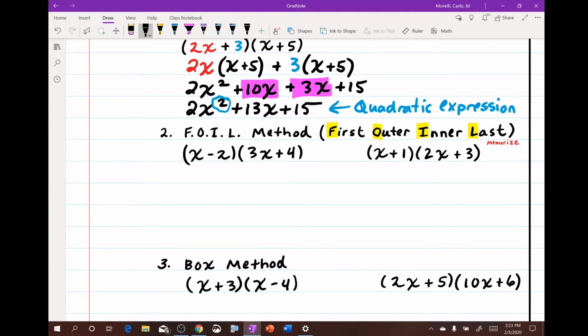So now we're going to multiply. Here's how I do it. I draw these lines. So we multiply those two terms together. What is x times 3x? 3x squared. Now let's do outer. What's x times 4?